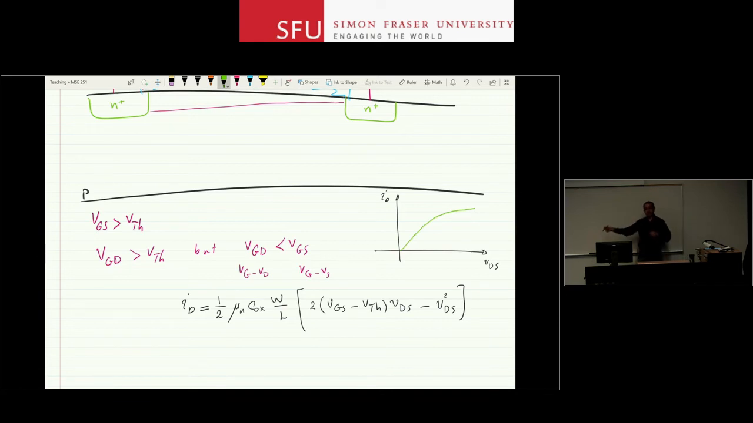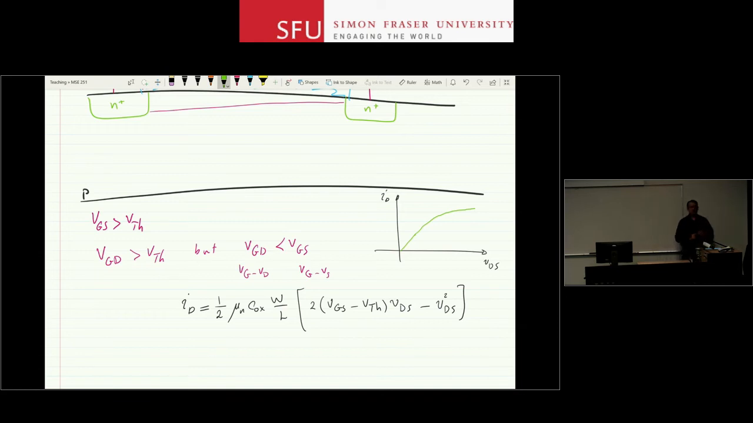Now, if VDS is large or VDS is small, you get two different values of current that are not linearly proportional to each other anymore, right? And that's still okay. I can live with a nonlinear resistor. I still need a controlled device, and this is good enough for a lot of applications.